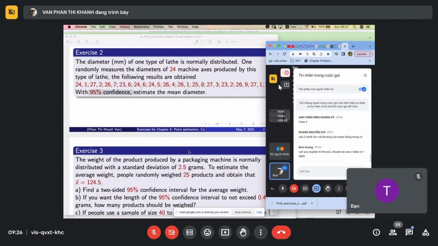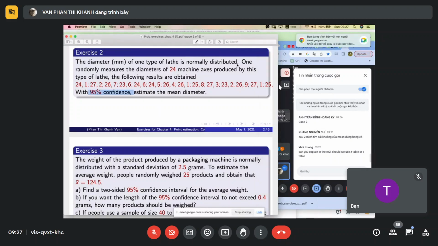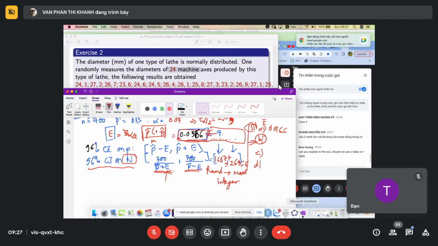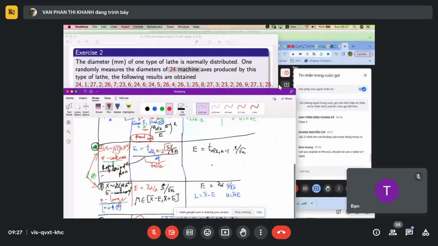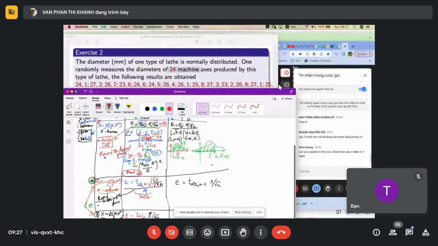Okay, Khoi. So what is given here? Diameter is normally distributed, right? And we randomly choose 24 machines produced by this type, with the following results. So look at the table that I summarized here. It follows normal, so it means the first or the second case, right?